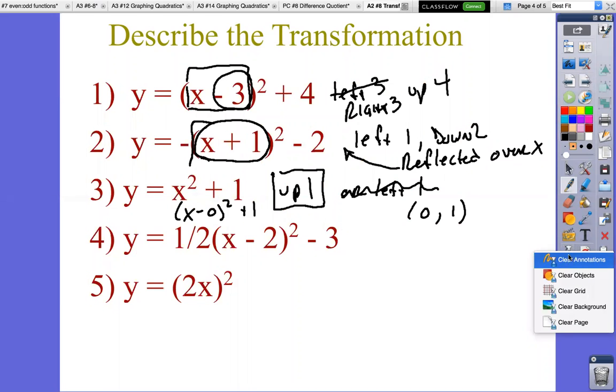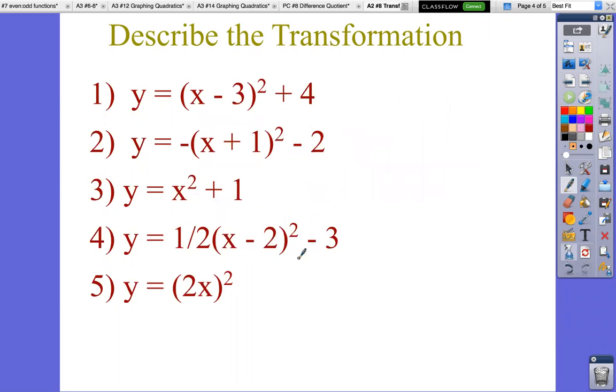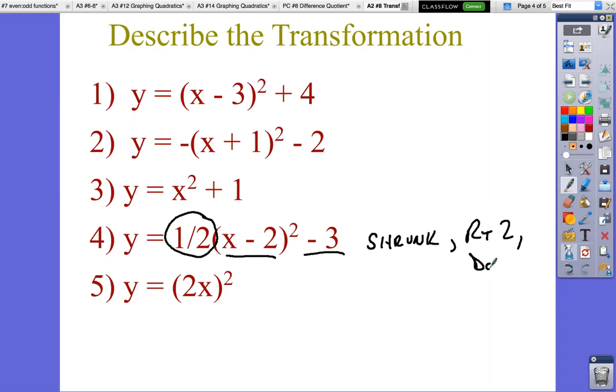Now, let's put this all together here on number 4. What do we see for number 4? It's being what? Shrunk. Yeah, shrunk by a factor of 1/2, but I'm not going to say that here. Then it's moved. What's that, minus 2? Right. Yep, 2. And then down 3.